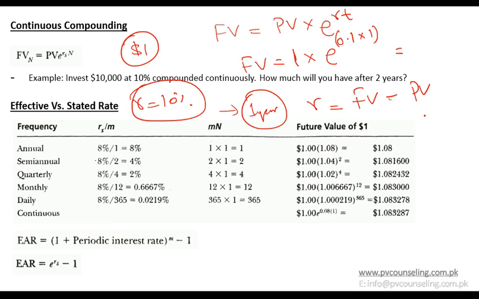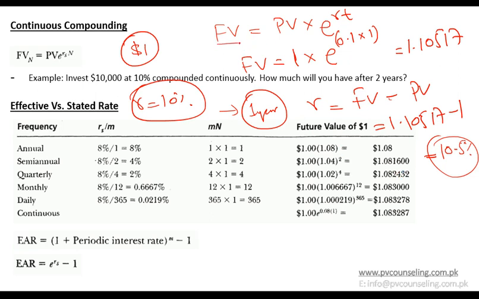So it is 1.10517 minus 1. And it should be 10.517%. So that means the effective annual rate is 10.517%. How did I do this? Same methodology. I calculated the future value for 1 year, and then I subtracted the present value, and the rate that I got is actually the effective annual return that I am getting on this particular continuous compounding. So same methodology used.